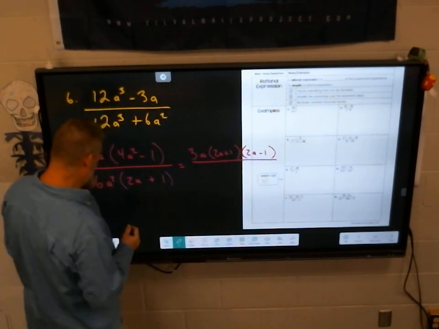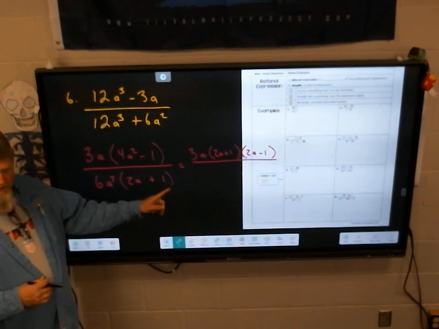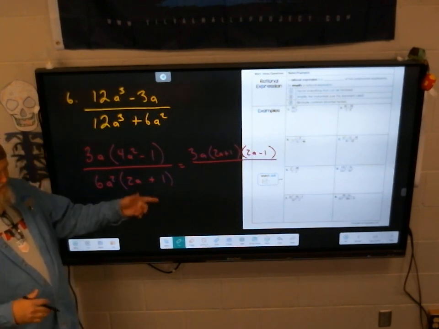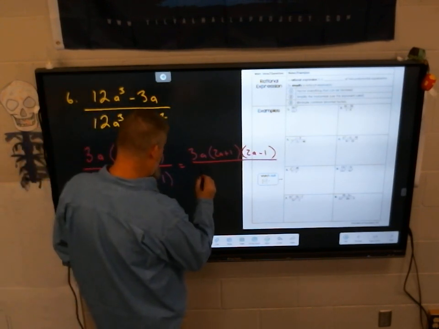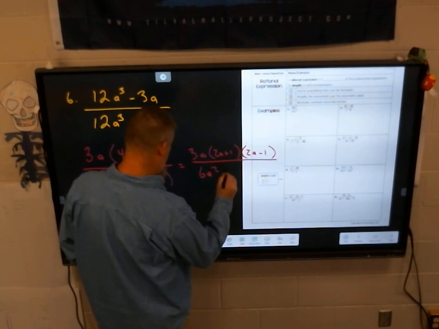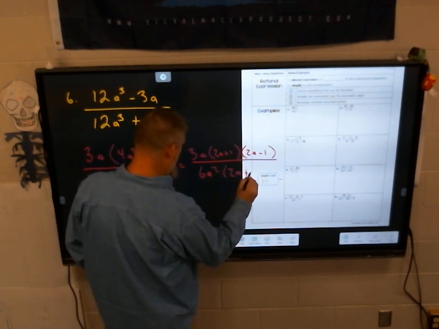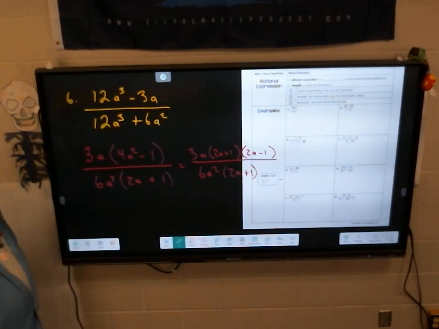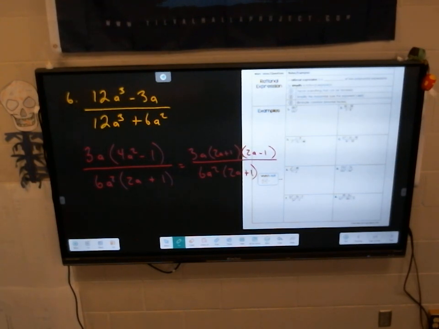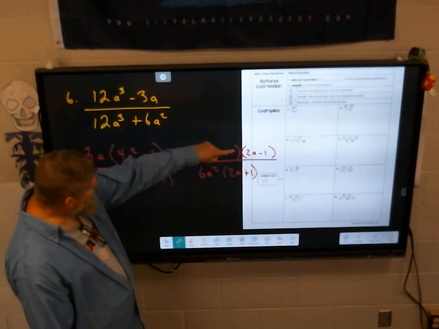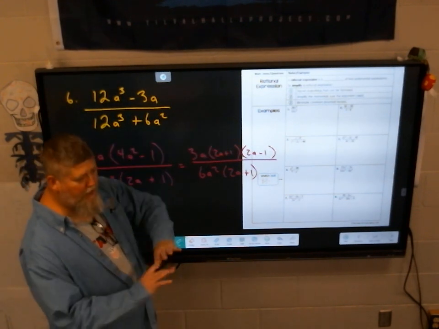Divided by, these are not perfect squares. This is not the difference, so I can't do anything. So 6a squared times 2a plus 1. Now have I factored everything completely? Yes. There are no more squared values. There's nothing else I can break down.